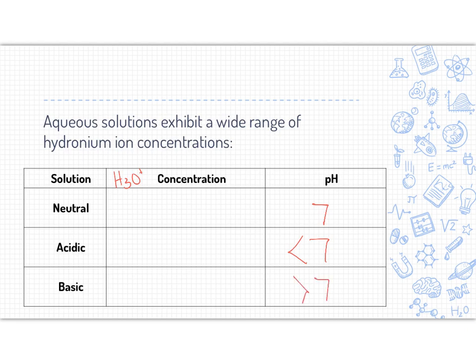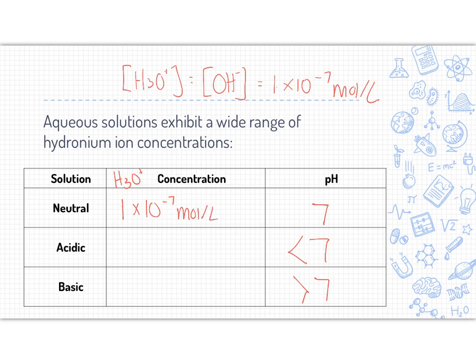Now, what is the H3O+ concentration of a neutral solution? Well, we just saw that the concentration of H3O+ is equal to the concentration of OH- in water, which is 1 × 10^-7 moles per liter. We know that water is neutral. So the H3O+ concentration for a neutral solution should be about 1 × 10^-7 moles per liter. Now, if it's acidic, it has more H3O+ than a neutral solution. Therefore, the concentration of H3O+ will be greater than 1 × 10^-7 moles per liter.